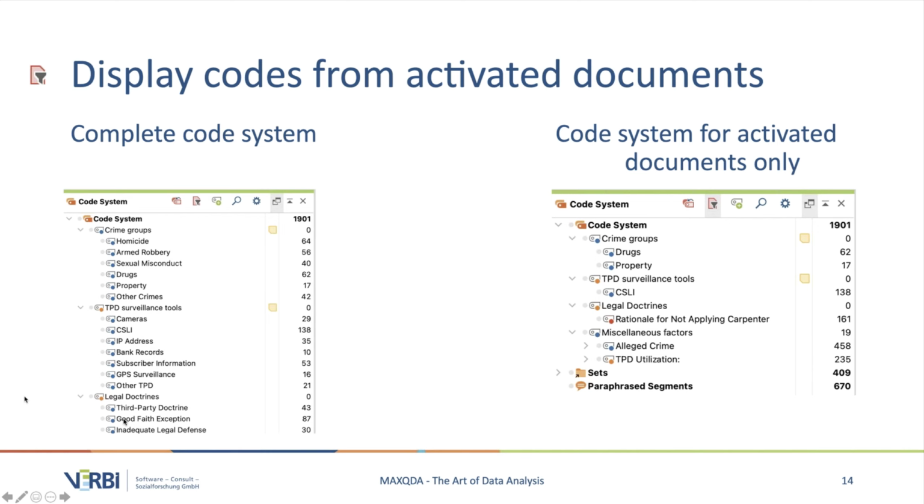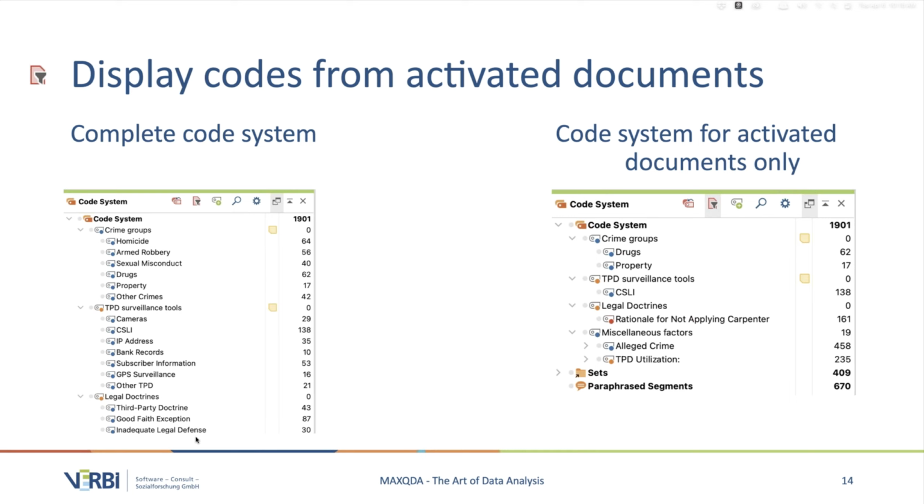So here's a code system, right? There's a lot of codes, a lot of segments, 1900 segments coded. If I have some documents activated, not codes, documents activated. So in this instance, I selected a subset of documents. I selected that icon. It's grayed out, meaning a gray background, meaning that it's been actually turned on.